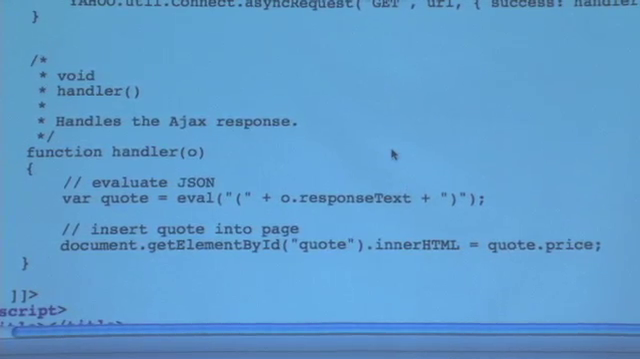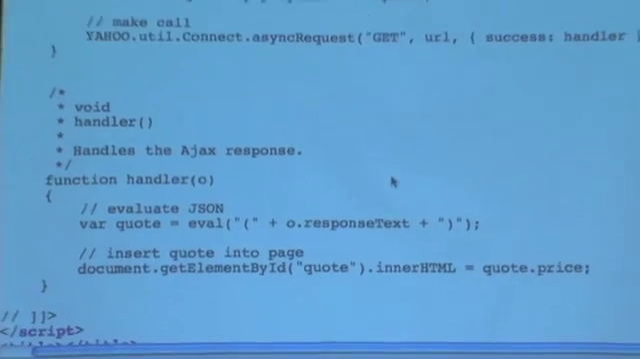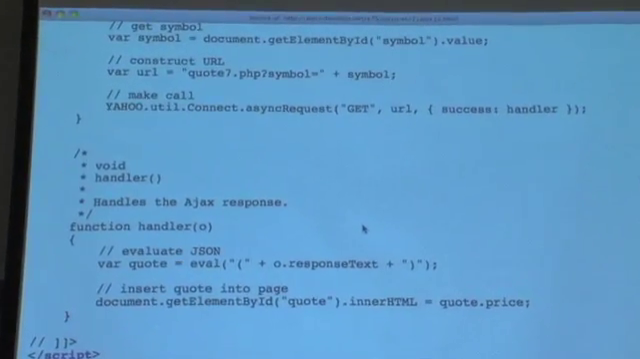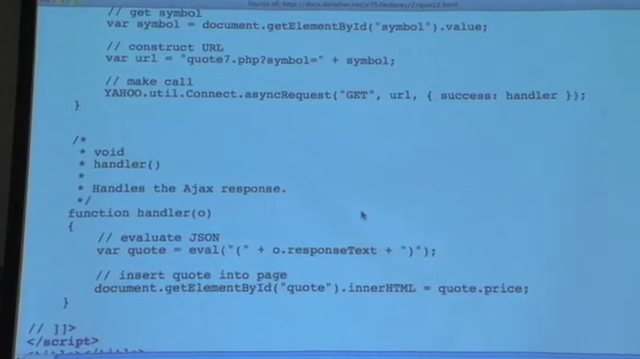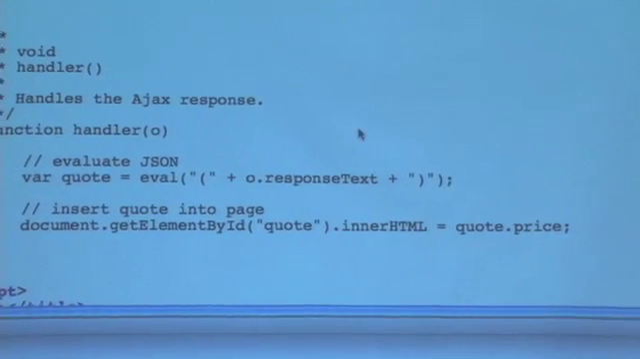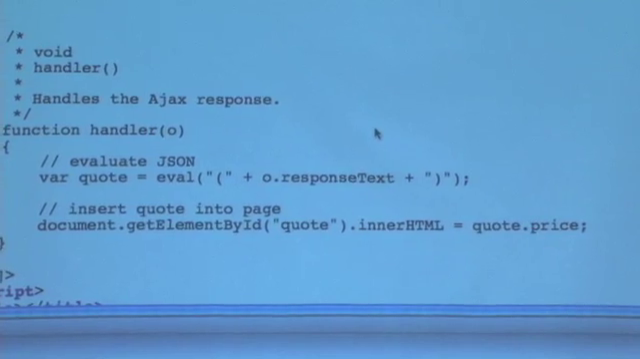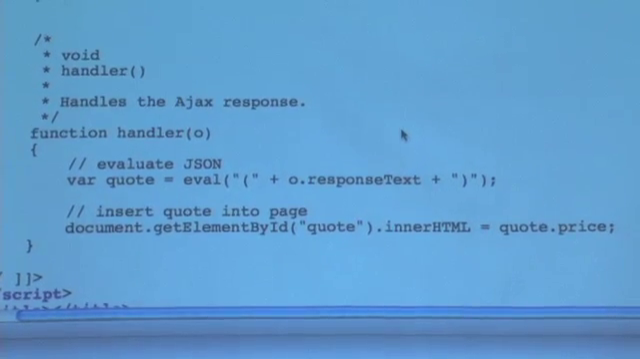So we can get the response text out of it, and we can evaluate the JSON object that was passed to us by quote 7, and we can insert the price very easily by just referencing quote.price, which is the object that we got back, and it's that field called price with the value that's associated with it there.